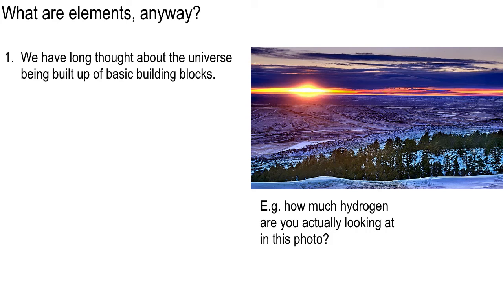We know that the universe has order. We know that you can make order by having specific blocks of matter. Just like building a house. You use bricks. You need a certain amount of bricks, and if you have bricks, you can order it and do what you want. So, for instance, in this image here of this sunrise, how much hydrogen are you actually looking at in that picture? Now, think about all the hydrogen.